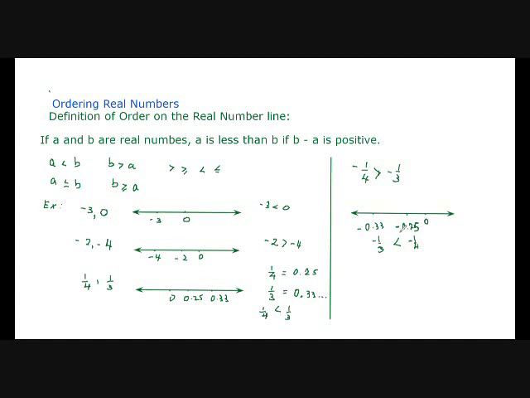So this is ordering real numbers. We have to know, for numbers on the number line, which one is greater and which one is less. It is a kind of comparison.